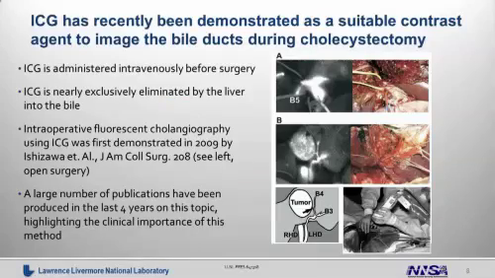Recently, it was shown that ICG, a chemical compound that is FDA approved and is fluorescing in the near-infrared, can be used for highlighting the biliary tract. Specifically, ICG is administered intravenously before surgery and then is excreted into the bile through the liver. That makes the bile duct system fluoresce.